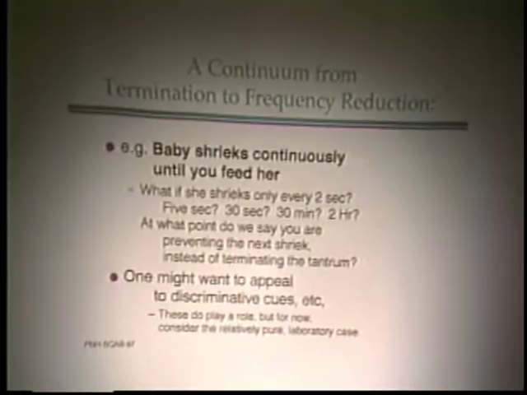But what if the baby only shrieks once every 2 seconds? Or what if she shrieks once every 5 seconds? Or every 30 seconds? Or every 30 minutes? Or every 2 hours? At what point would your feeding the baby be construed not as terminating the tantrum, but rather as preventing the next shriek? You might want to argue that it's at 3 or 4 seconds, or someone else might want to say 30 seconds. The point is, the phenomenon is a continuum. It's our description that is converting it into a dichotomy.